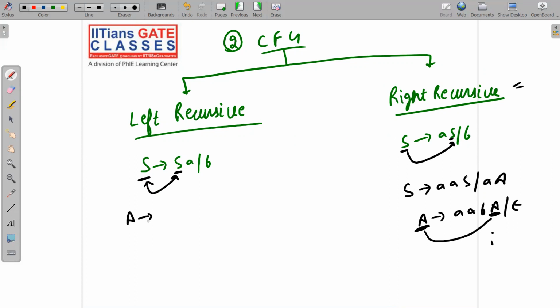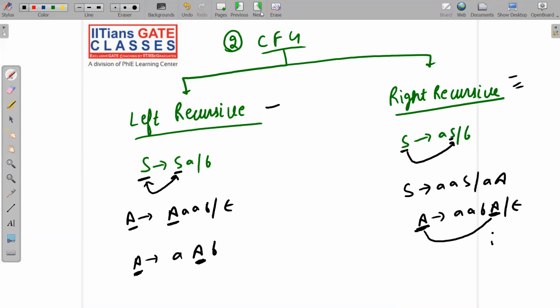Similarly, if I say A implies A B or null, then this is left recursion because it is at the extreme left. But if it is like this, then it is neither left recursion nor right recursion. Of course it is a recursion because A is present here and also here, but it is neither left nor right. I hope I have made the point clear, what exactly left recursion is and what exactly right recursion is. Now we will jump to the next slide.